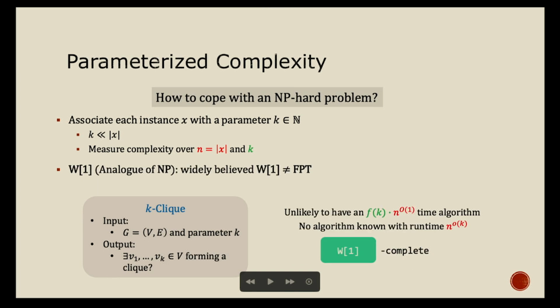For another problem, k-clique, it's not likely to have an FPT time algorithm. In fact, assuming ETH, there's no n to the o(k) algorithm. People have identified k-clique as a W[1]-complete problem, and it's widely believed that W[1] is not equal to FPT.